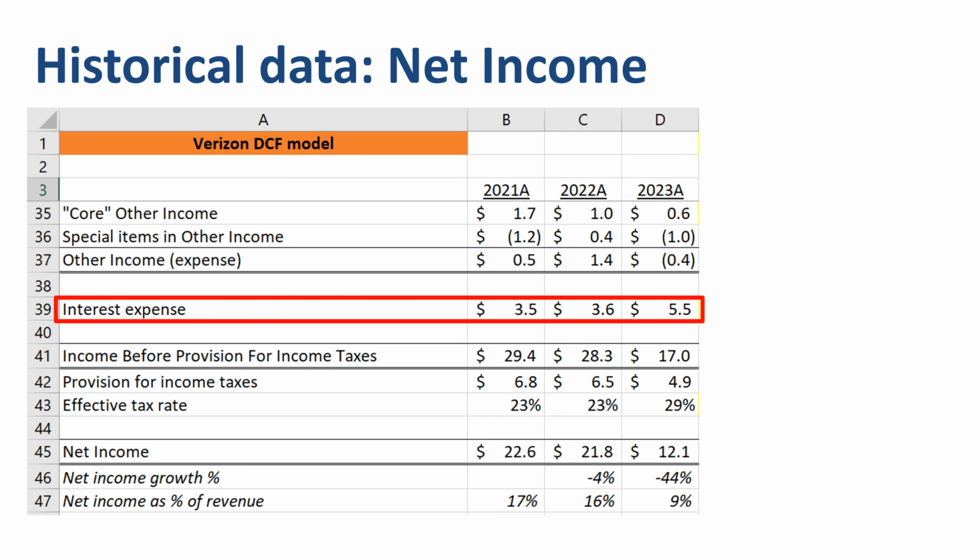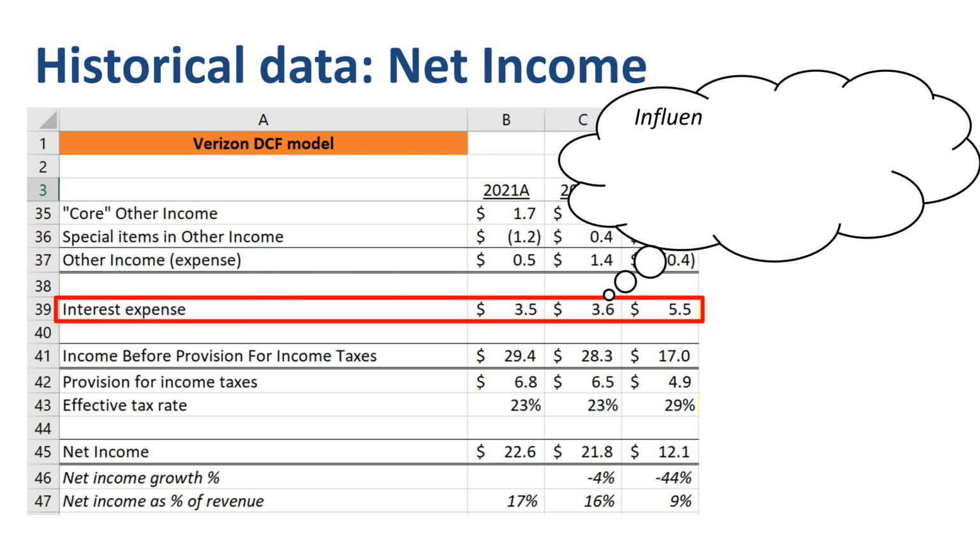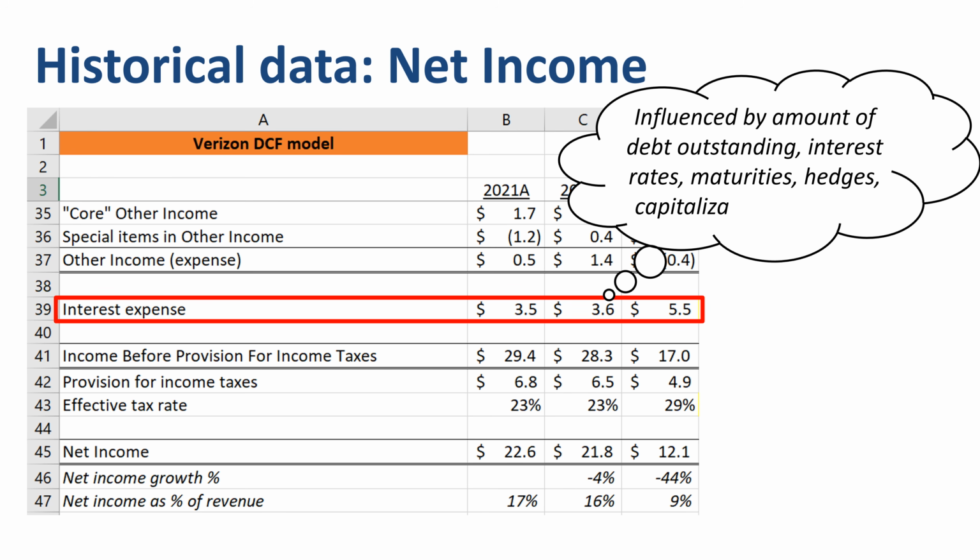Interest expense is a very relevant expense line for a company with over $150 billion in debt on its balance sheet. Interest rates in the markets have been going up in 2022 and 2023, which will have a delayed effect on Verizon's interest expense, as much of their debt is very long-term in terms of maturity and fixed rate in nature. If you dive into the details in the annual report, you will find that interest expense in the P&L is influenced by the amount of debt outstanding, interest rates, maturities, hedges, and the capitalization of interest.